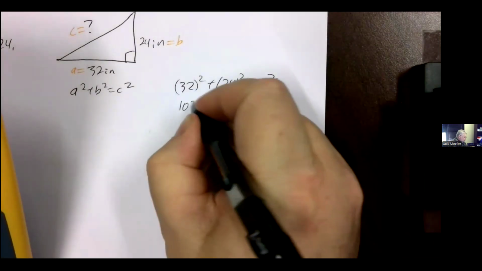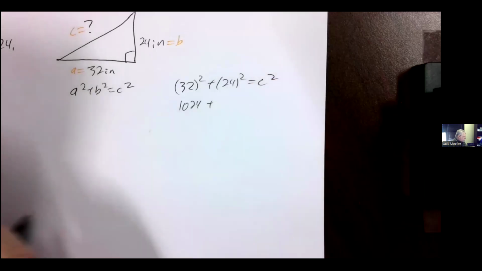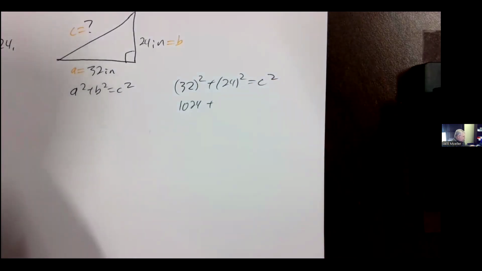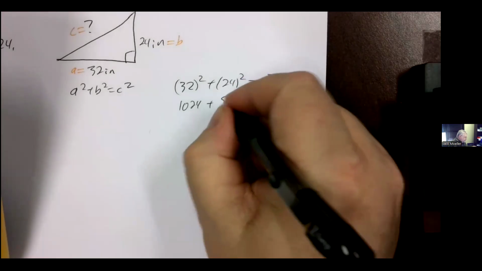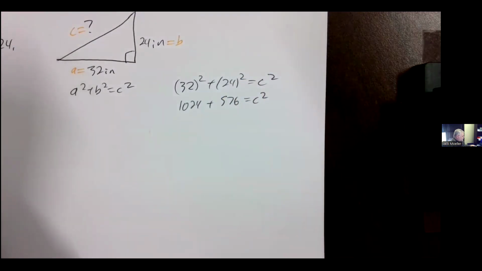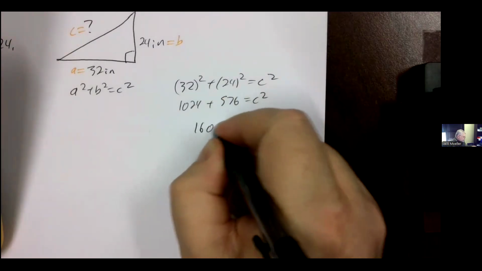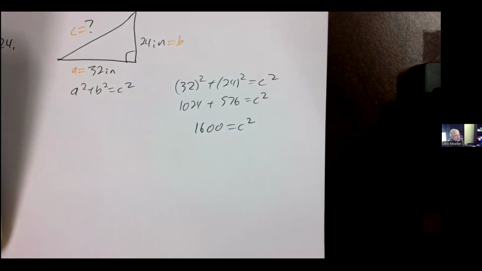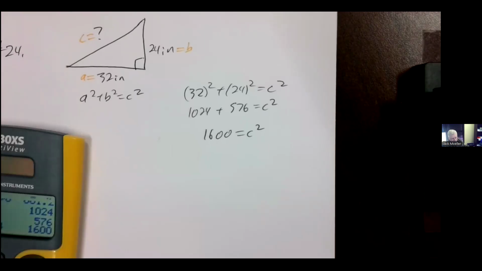That is 1024 plus 24 squared is 576. Add those together. So you get 1600 equals c squared. And then the new thing here is how do you solve for c? Well, we don't want c squared, we want c.